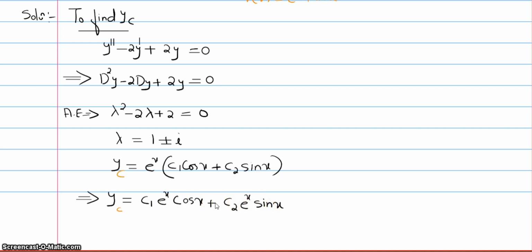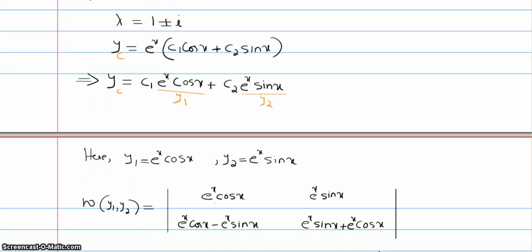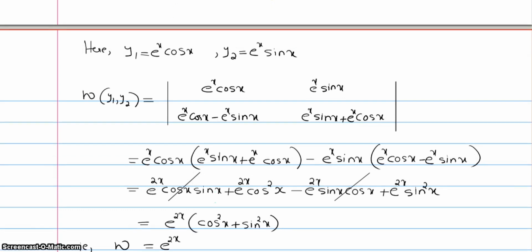So the value of y1 is e raised to x into cos x, and the value of y2 is e raised to x into sin x. Then find its Wronskian value. The Wronskian value, by expanding the first row, has the values y1 and y2, and its derivatives included in the second row, and using determinant expansion some of the terms cancel here.